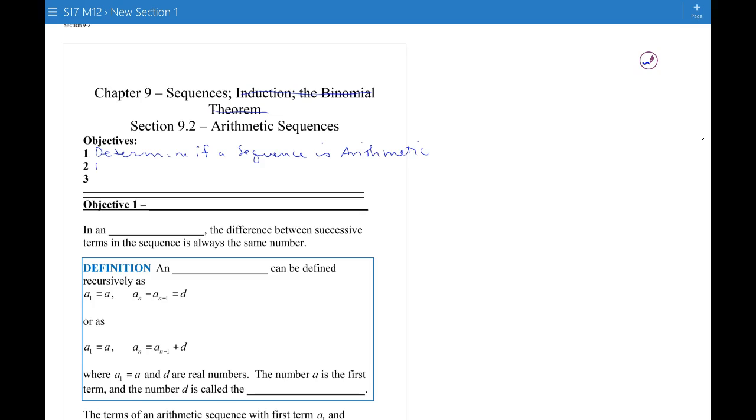And then we're going to find a formula for an arithmetic sequence. And then we're going to find the sum of an arithmetic sequence.